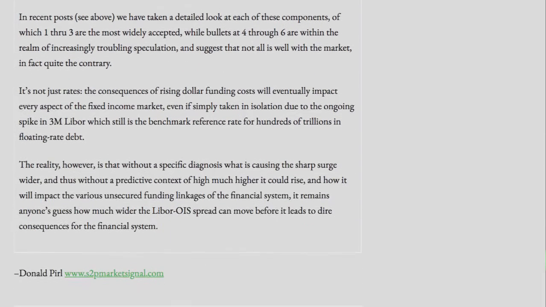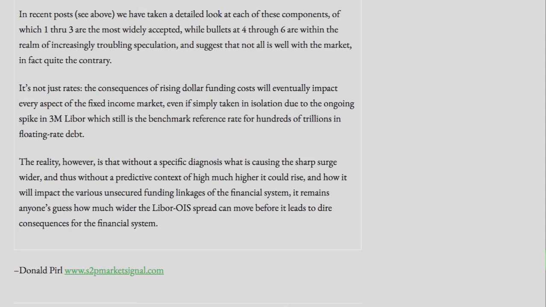6. Demand for funds in preparation for market stress. In recent posts, we have taken a detailed look at each of these components, of which 1 through 3 are the most widely accepted, while bullets 4 through 6 are within the realm of increasingly troubling speculation and suggest that not all is well with the market. In fact, quite the contrary.